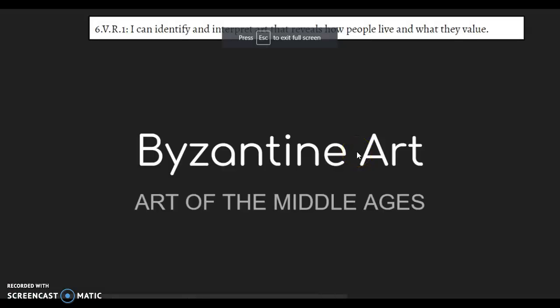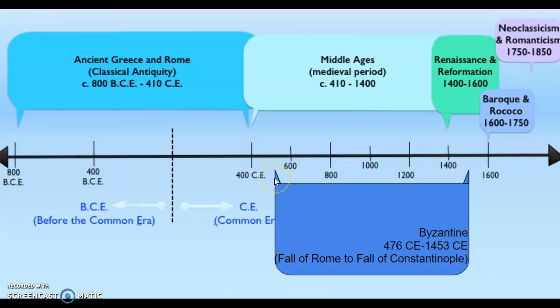All right. So we have been talking about art of the Middle Ages, and today we're going to talk about a special kind of art called Byzantine art. This word is Byzantine.